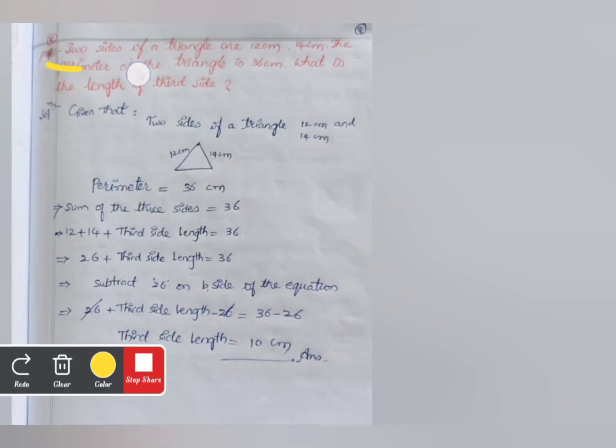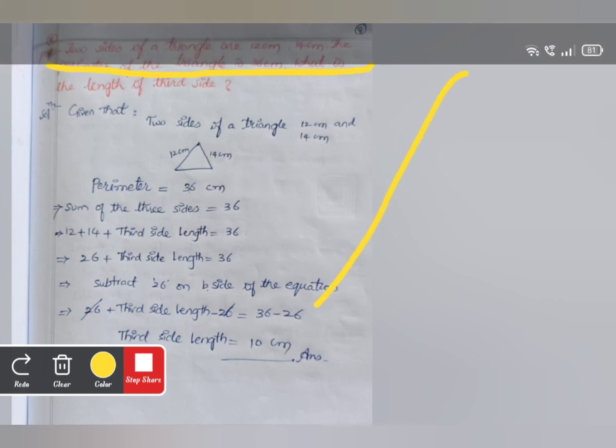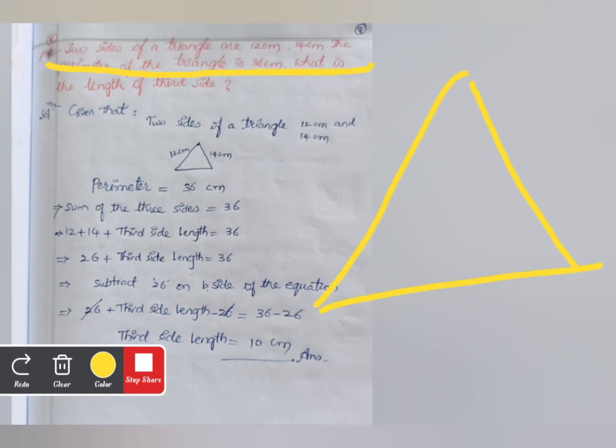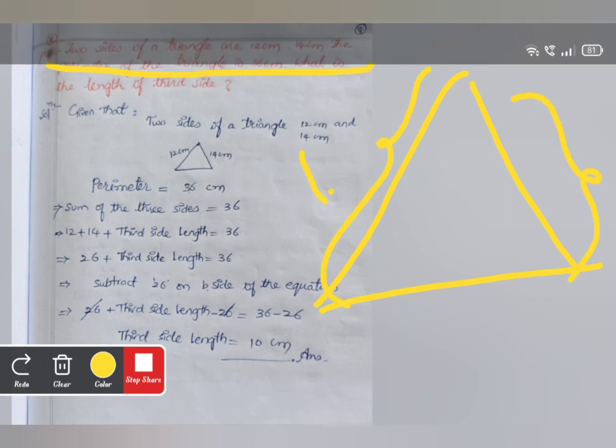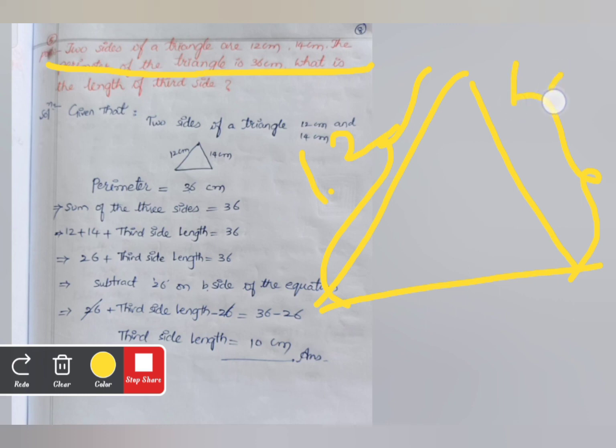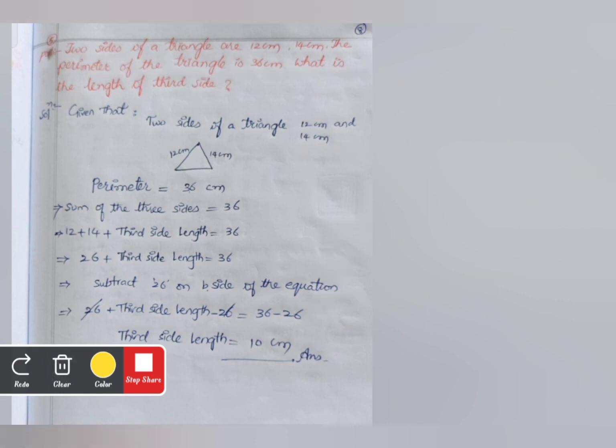Next problem, two sides of a triangle. Here we are discussing about triangular shape. So two sides are given. For example, this side and this side. Here it is 12 centimeter, it is 14 centimeter. Okay, two side lengths are given. The perimeter of the triangle, total perimeter is given. Then we need to find out the length of the third side. First try to get the question properly.